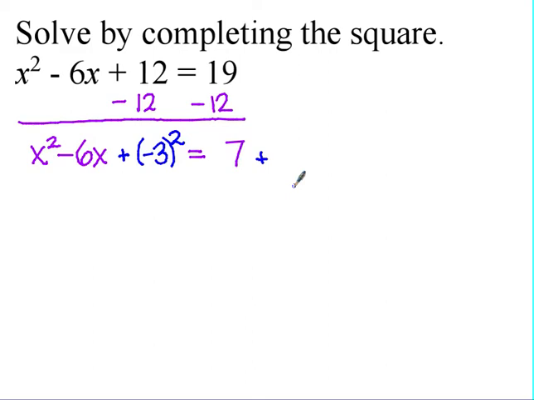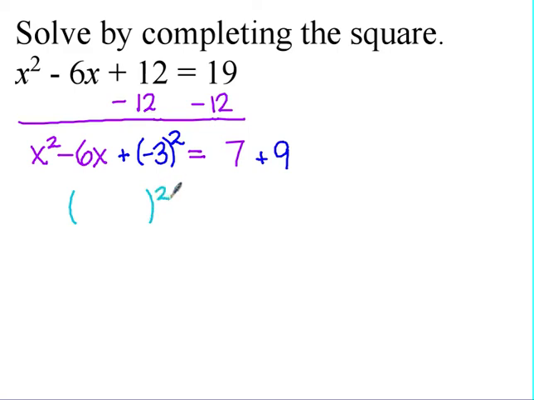What is -3 quantity squared? 9. So I'm just going to add that. It's the same number though. Now you're probably wondering, why did she leave it like that? You'll see. Because now what I need to do is rewrite this in factored form. Remember how we factored? But how I wrote it is an easy way to factor.